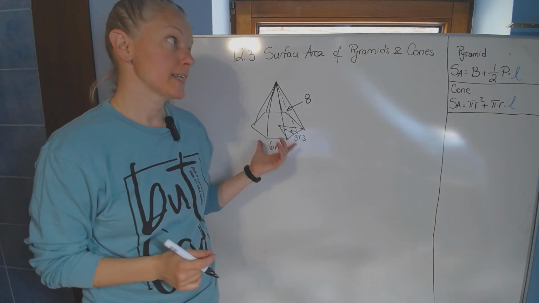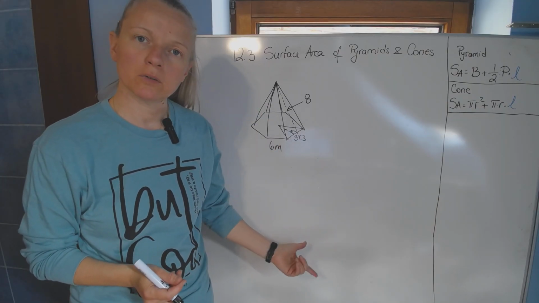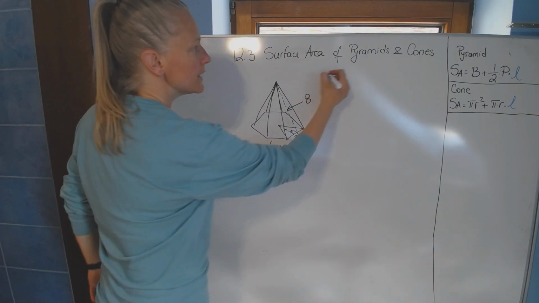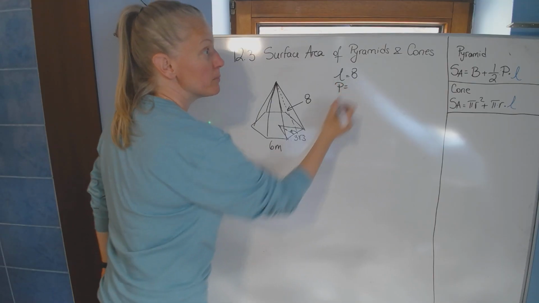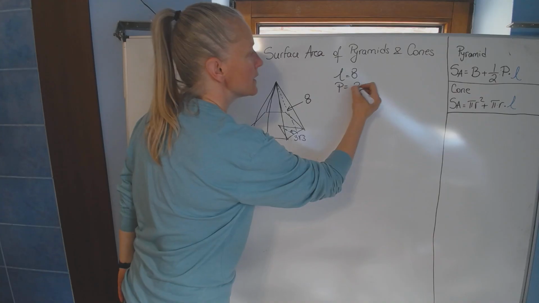Why does that matter? Because your base, unfortunately, is not a square and it's not a right triangle. It is a hexagon. So while I can very easily get my L out, they gave it to me, it is 8. And I can also get my perimeter out really easy. One side is 6, 6 times 6, my perimeter is 36.